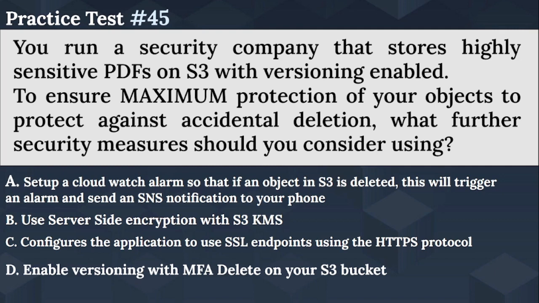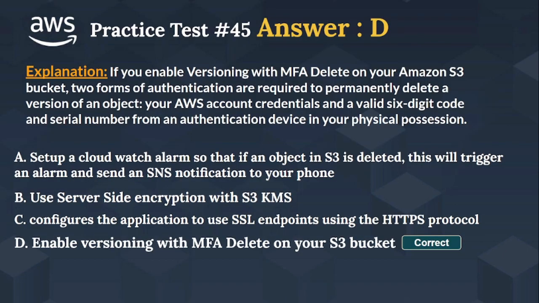So the right answer is option D, enable versioning with MFA delete on your S3 bucket. If you enable versioning with MFA delete on your Amazon S3 bucket, two forms of authentication are required to permanently delete a version of an object: your AWS account credentials and a valid 6-digit code and serial number from an authentication device in your physical possession.